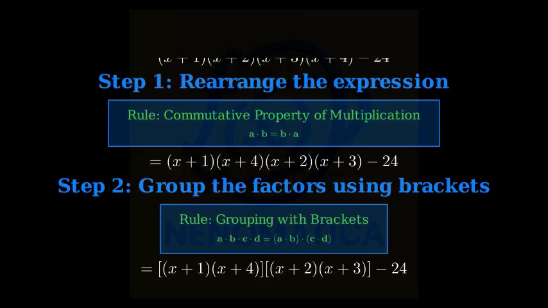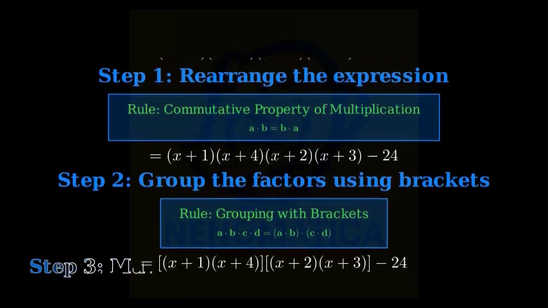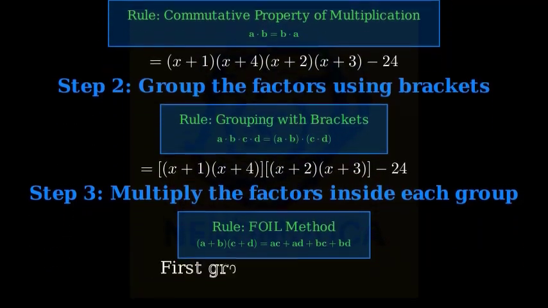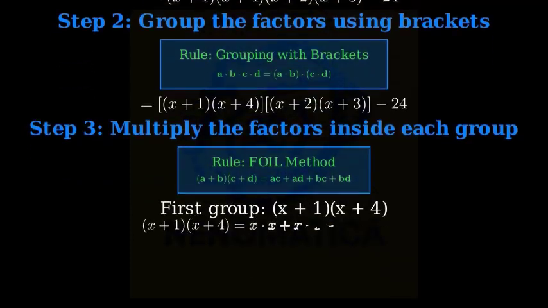So we have (x+1)(x+4)(x+2)(x+3) minus 24. Let's now multiply the factors inside each group. First, we'll multiply x plus 1 and x plus 4.